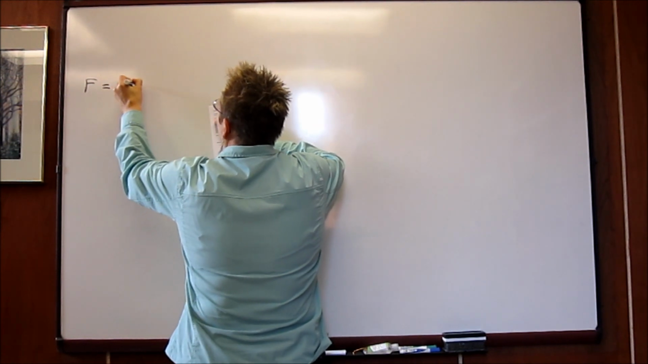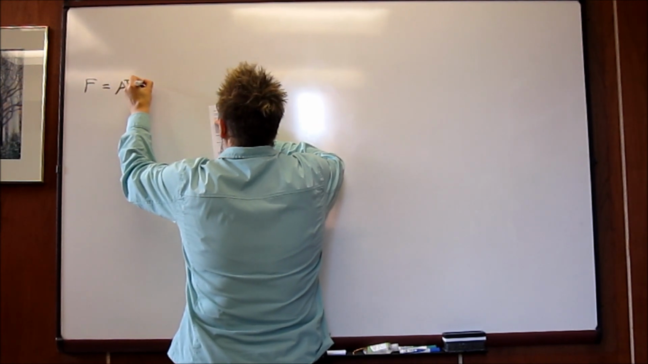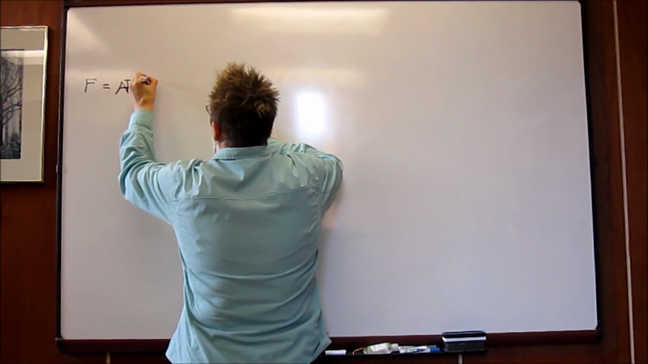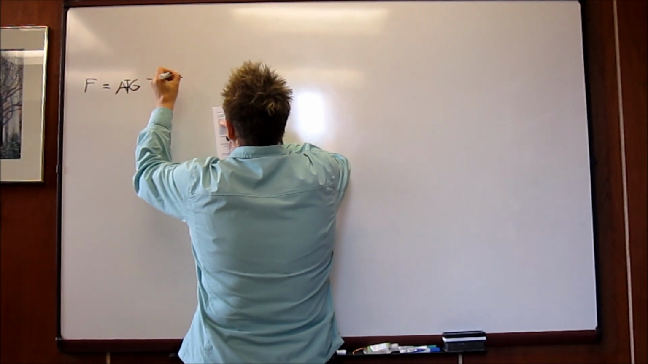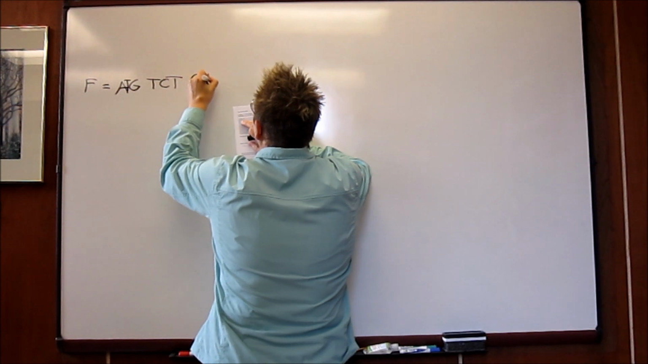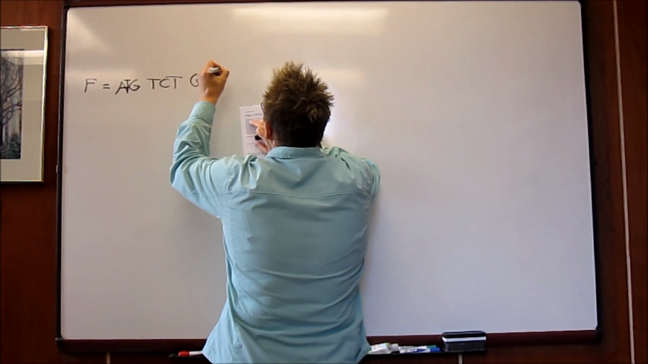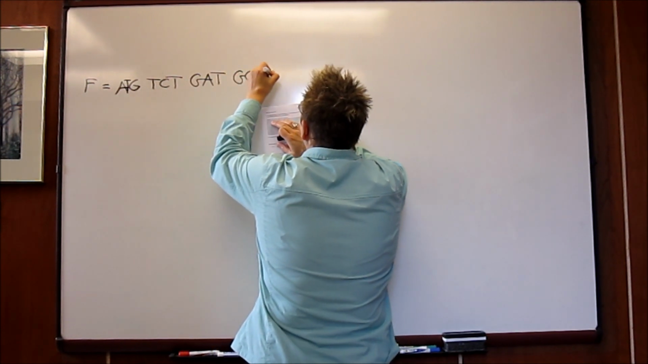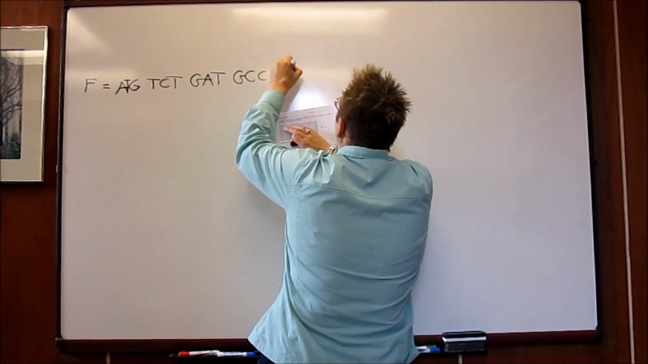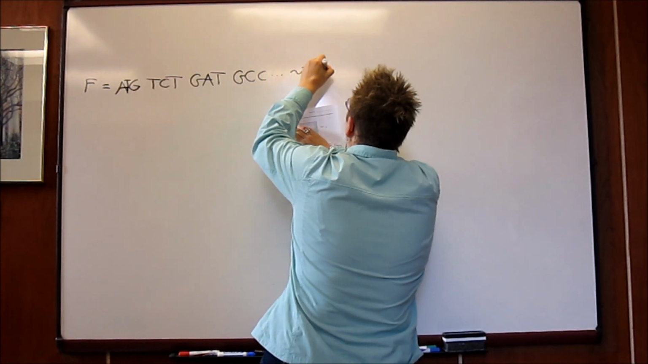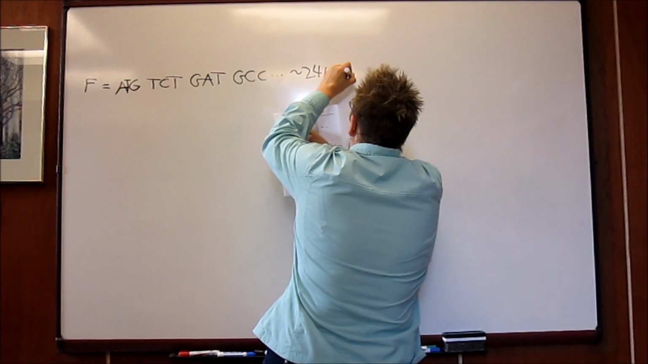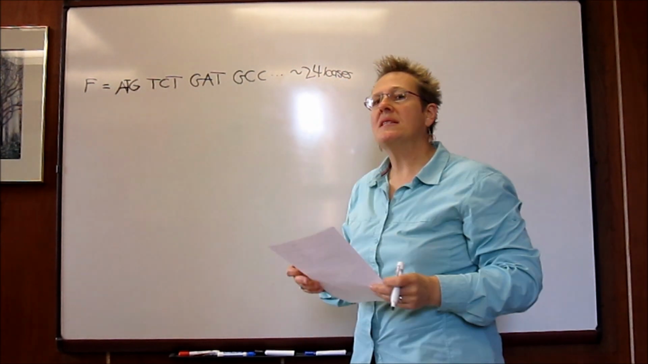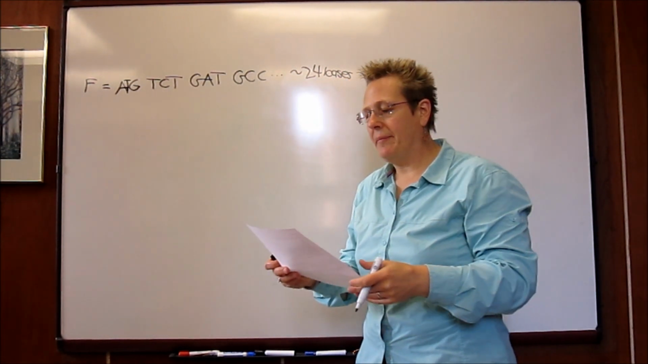So it's A, T, G, T, C, T, G, A, T, G, C, C, and so on. And I would make it roughly 24 bases long. Remember that it's going to bind to the other strand and extend that way.